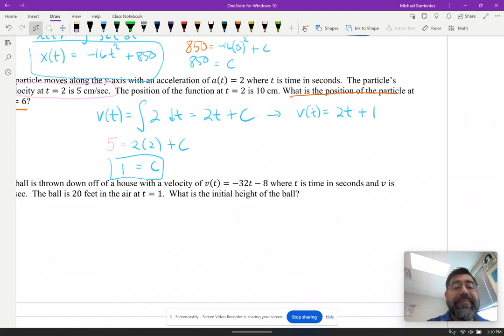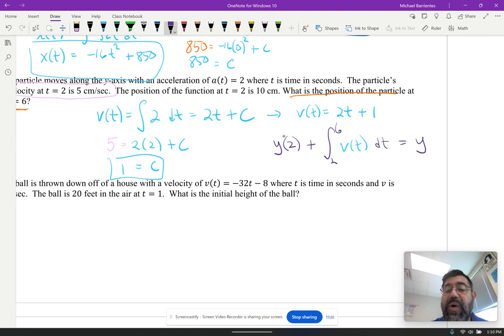So here's what we know. We know the position, and I'm going to use x. Actually, let's use y because it's going up and down, right? So I know y at time 2, and I'm going to find the integral of v of t from time 2 to time 6, and that's going to give me y of 6.